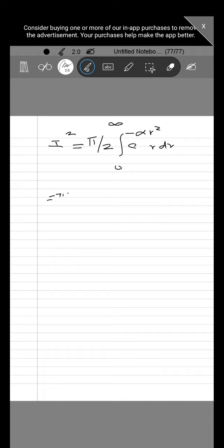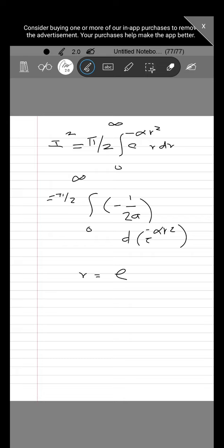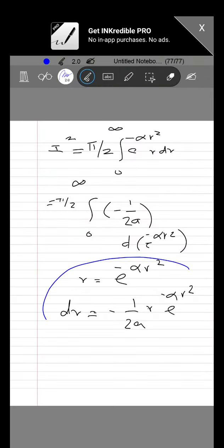So it is then equal to pi by 2 and the integral from 0 to infinity, and if we expand r we can write it as equal to minus 1 by 2a, and we can write d of e to the power minus alpha r square. So it is nothing but if we take the function as equal to e to the power minus alpha r square, then d of it will be minus 2a r e to the power minus alpha r square dr. So that's how this has been. So these two quantities have been put here.